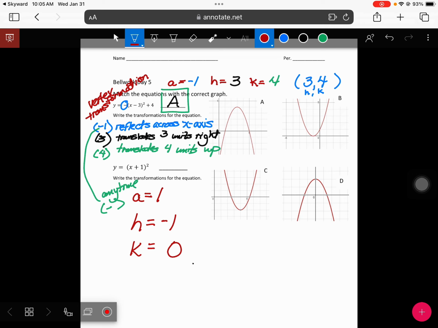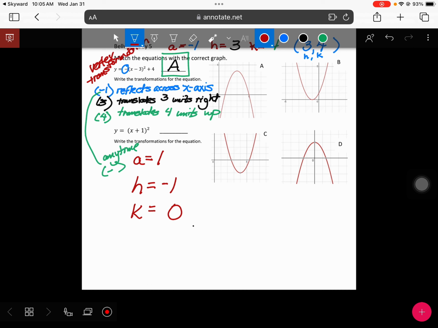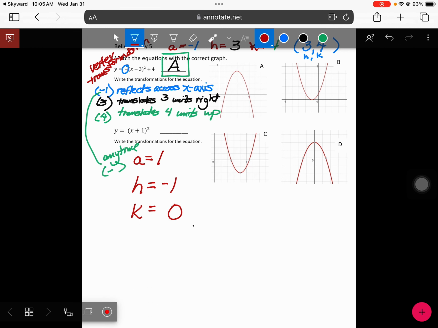Shoot, did you miss that one? Oh, okay. Any questions about how we got those? My a value is in front. My h is in parentheses, but it's the opposite of what you think. And k, there's nothing back here, so it is a 0.